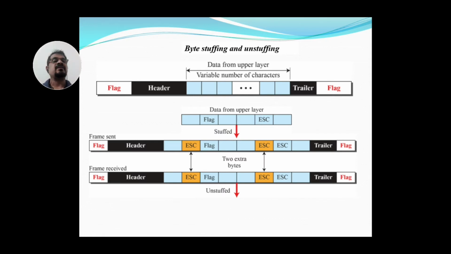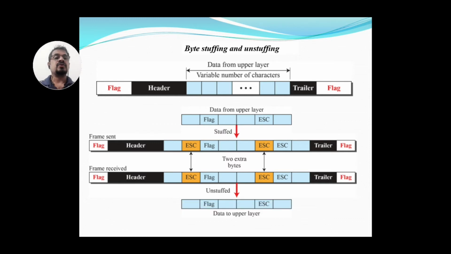And then in between, there are some escape bits also. With these escape bits, if you are going to add multiple packets or multiple frames in the same information, it has to be indicated. This is how byte stuffing and byte unstuffing work.